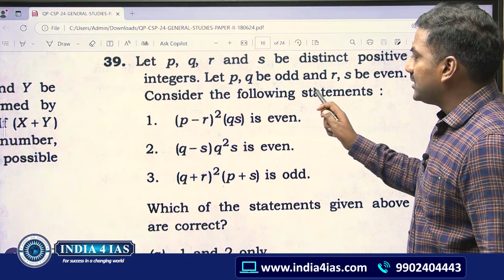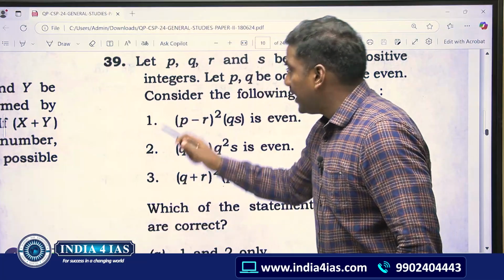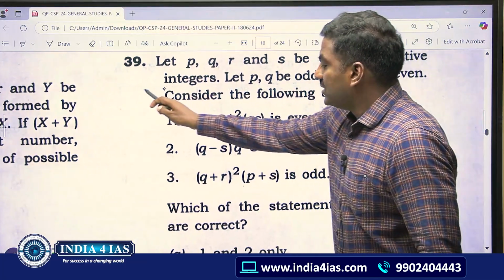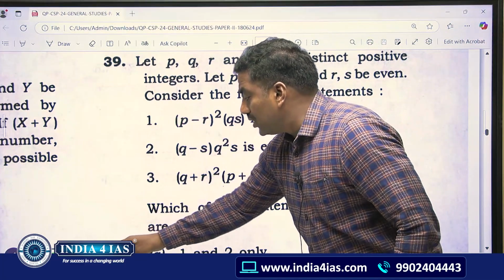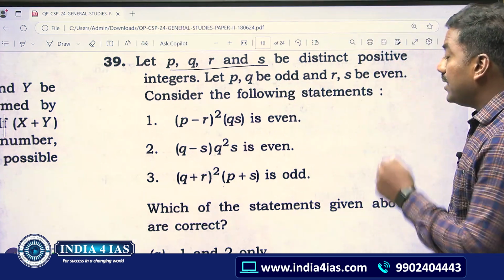Let P, Q, R and S be distinct positive integers. Distinct positive integers means above 0. That means 1, 2, 3, 4, anything, but they should be distinct. They should not be same.